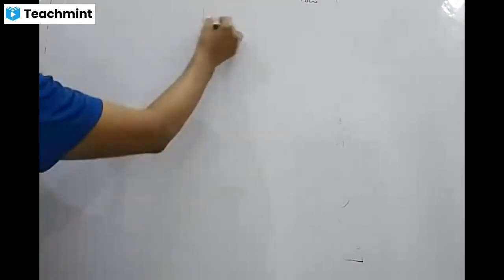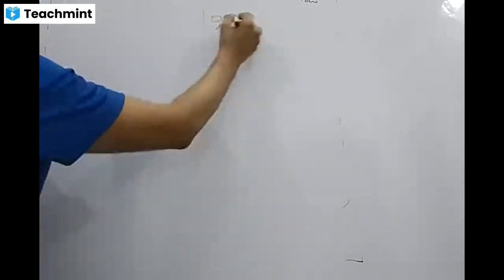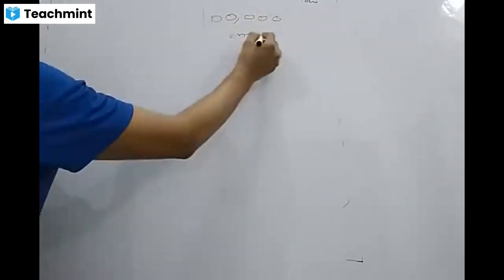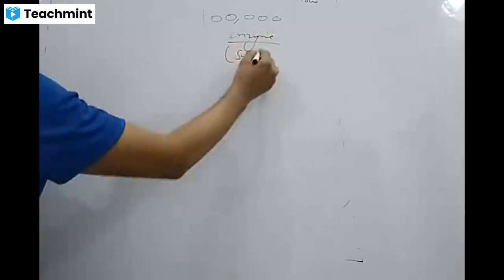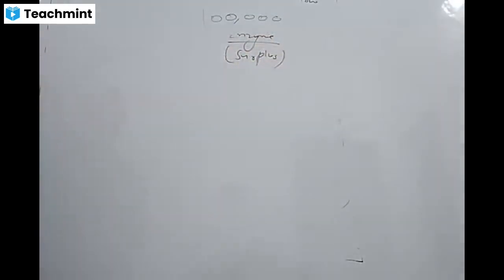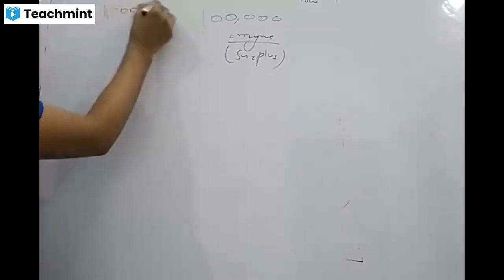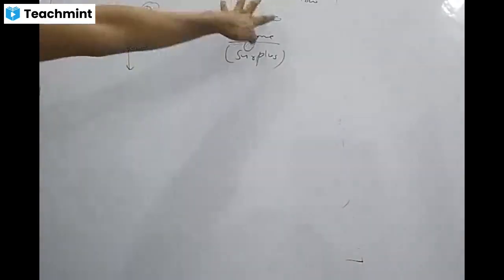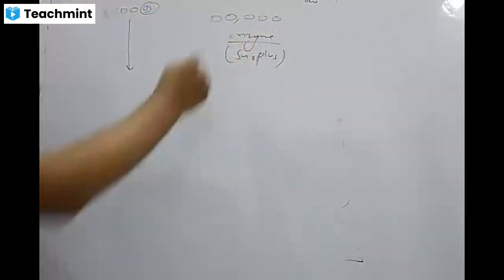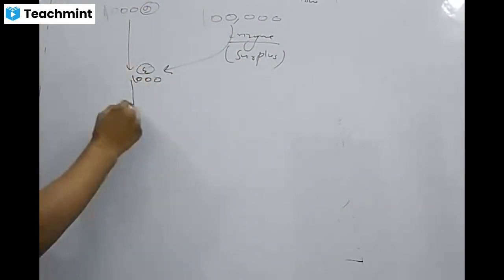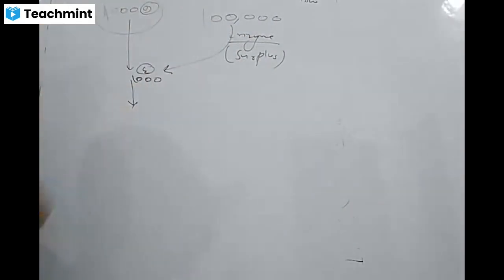For example, in our body, suppose there are 1 lakh enzymes that we call surplus. Suppose 1000 drug molecules are given. So out of these 1 lakh enzymes, how many will come? 1000 enzymes will come and they will metabolize 1000 drug.